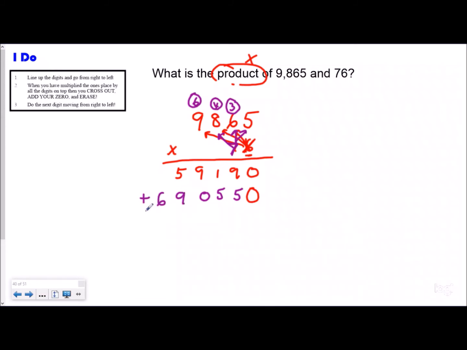So now I have my two products, and I'm going to draw a wavy line and add them together. So 9 plus 5 is 14, regroup and circle it. 1 plus 1 is 2, plus 5 is 7. 9 plus 0 is 9. 5 plus 9 is 14. So again, regroup. 1 plus 6 is 7, and your product would be 749,740. So the same steps, just more digits up in my top factor, continuing to do the same process.